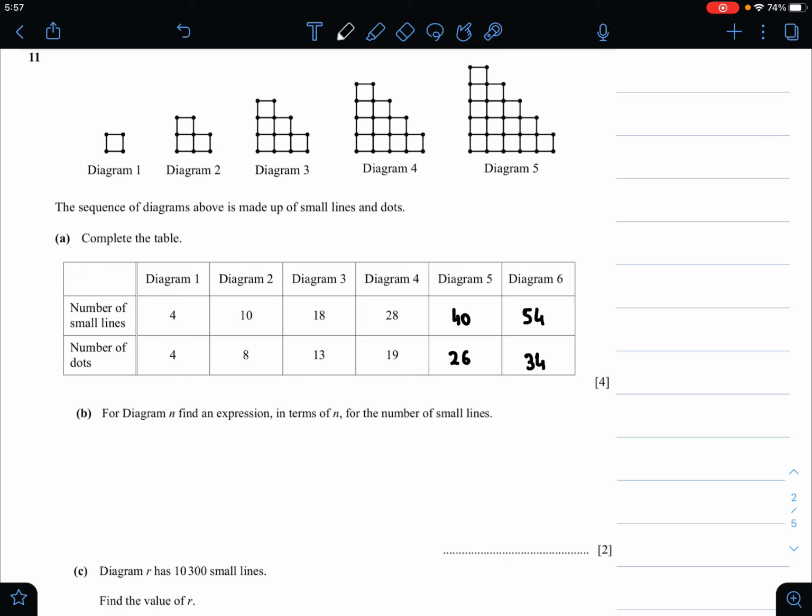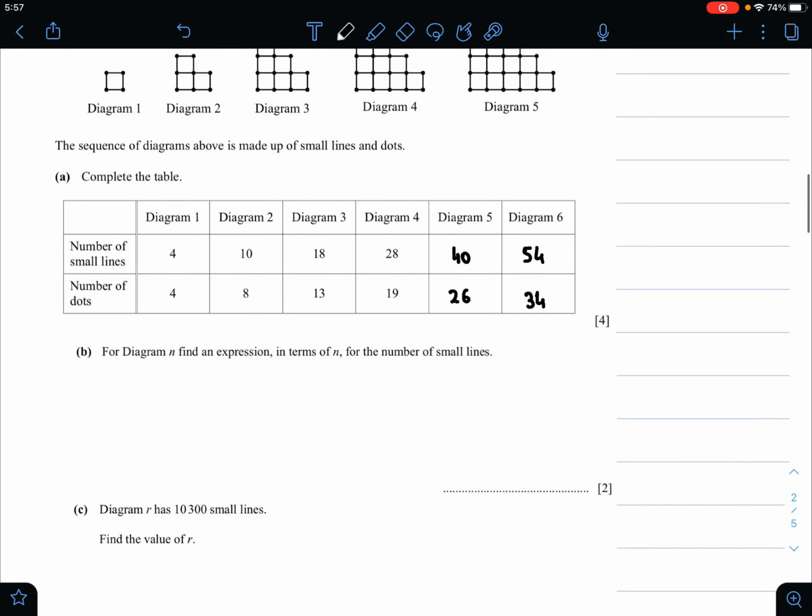Now let's move to part B. For part B, they are asking you to find an expression in terms of n for the number of small lines. Okay, so your first step should be finding the common difference. When you find the first difference, it would be 6, 8, 10, 12, and so on. So the common difference in this case would be 2. The common difference means the difference between all the numbers is the same. Now, you found the common difference the second time, when you found the difference for the second time.